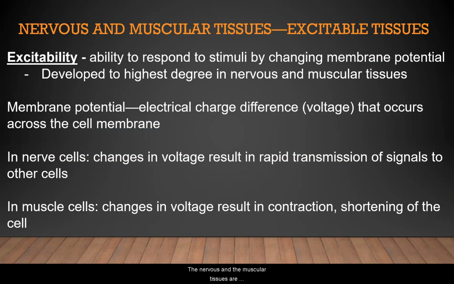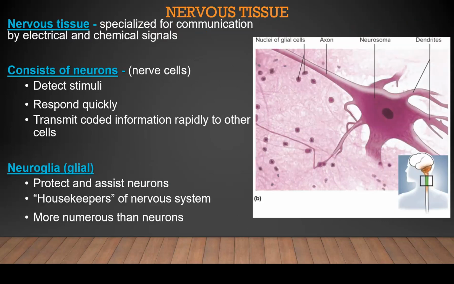The nervous and the muscular tissues are excitable. And excitability is the ability to respond to a stimulus by changing membrane potential. This is developed to the highest degree in the nervous and the muscular tissues. Membrane potential is the difference in electrical charge or voltage that could occur across a membrane. In nerve cells, when there's a change in voltage, it results in rapid transmission of a signal from one cell to another. And in muscle cells, a change in voltage will result in contraction or shortening of the cell.